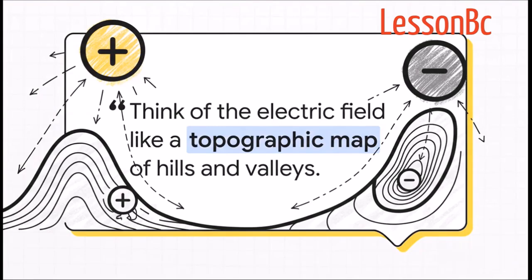I want you to think of a positive charge as creating a big electric hill. If you put another positive charge nearby, it's going to want to roll down that hill, right? Away from the first one. The height on that hill is like its potential energy. And a negative charge? Well, that creates an electric valley that positive charges just want to fall into.